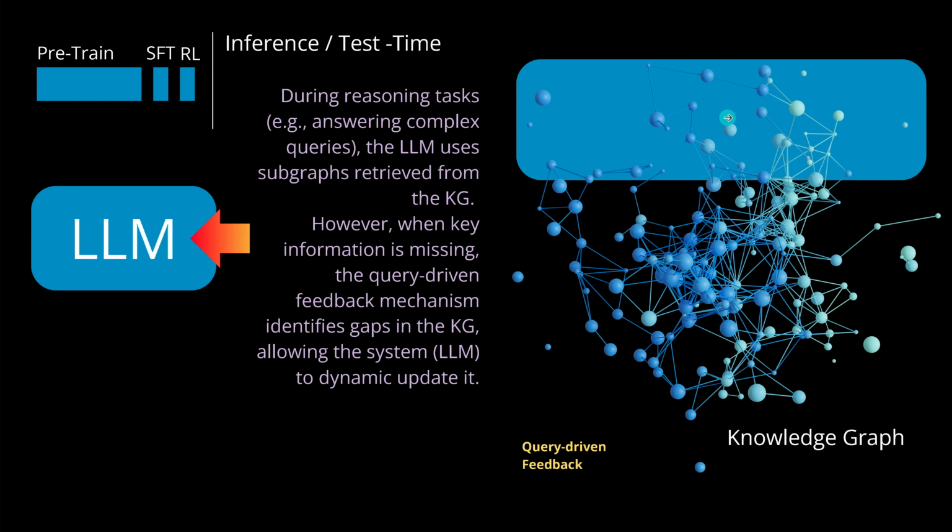But you know what? We also have the other feedback loop. During the reasoning task of answering complex queries, the LLM uses particular subgraphs that were identified and retrieved from the knowledge graph. However, when key information is missing in these subgraphs, we have a new query-driven feedback mechanism that simply identifies the gap in the subgraphs of our knowledge graph, allowing the system to dynamically update our knowledge graph. You see what we have? We have a perfect feedback loop. The LLM is trying to build a better knowledge graph given the particular query the LLM is receiving.